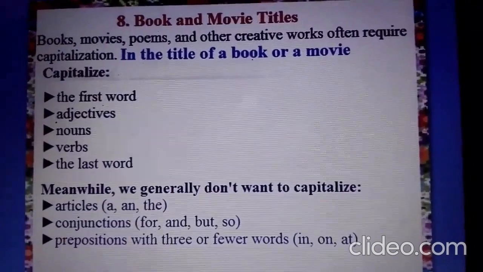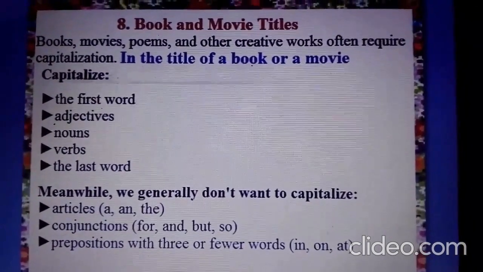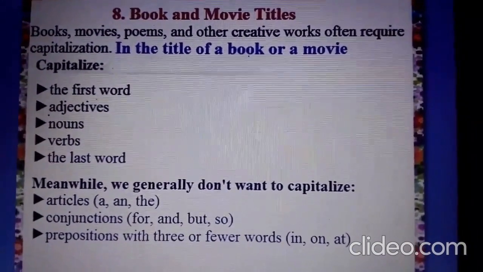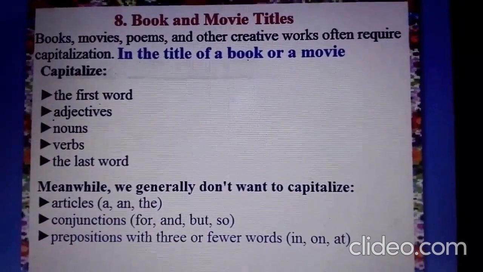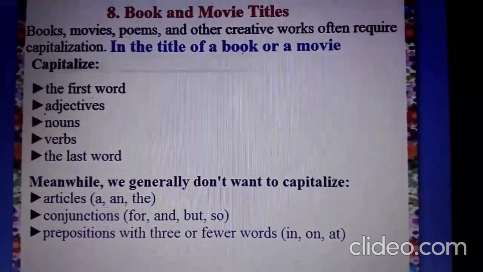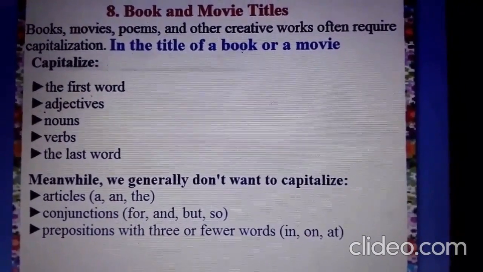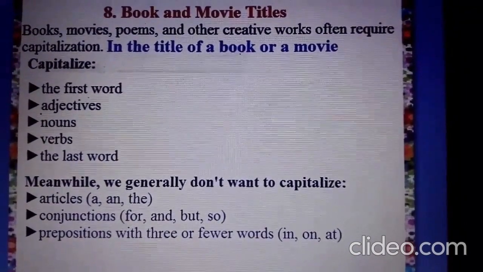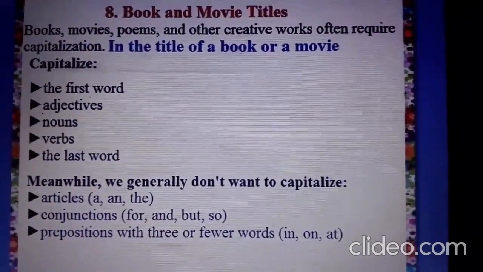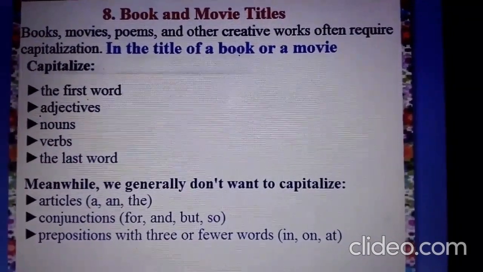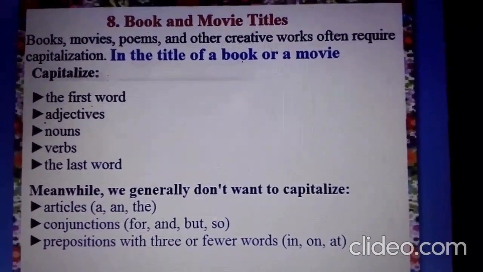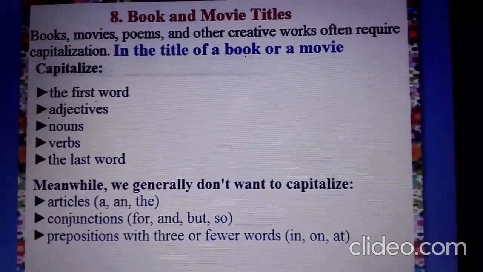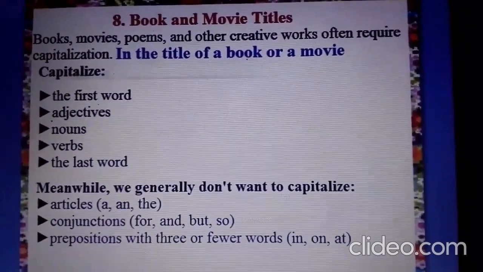Then, the names of books and movies also start with a capital letter. But keep it in mind, if the name has more than one word, then there are some restrictions. What are they? You have to capitalize the first word, then adjectives, nouns, verbs, and the last word. You cannot capitalize articles, conjunctions, prepositions, unless and until they are the starting word. So generally we don't want to capitalize articles, conjunctions, prepositions, unless they are at the very start of the name.